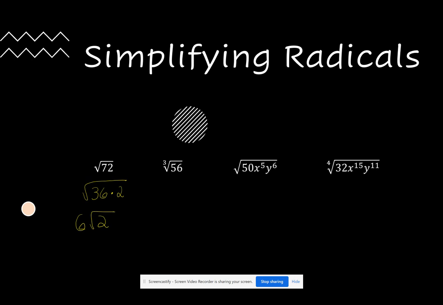For the cube root of 56, you're going to think about what perfect cubes go into 56. In this case, it's 8, and the cube root of 8 is 2.